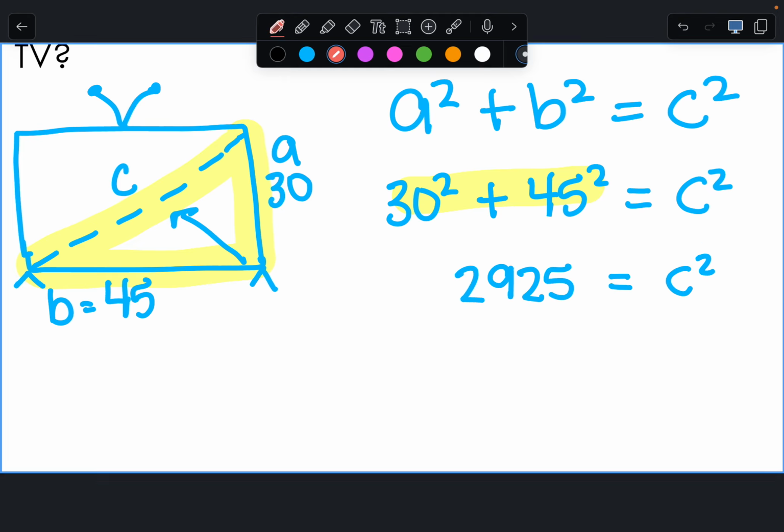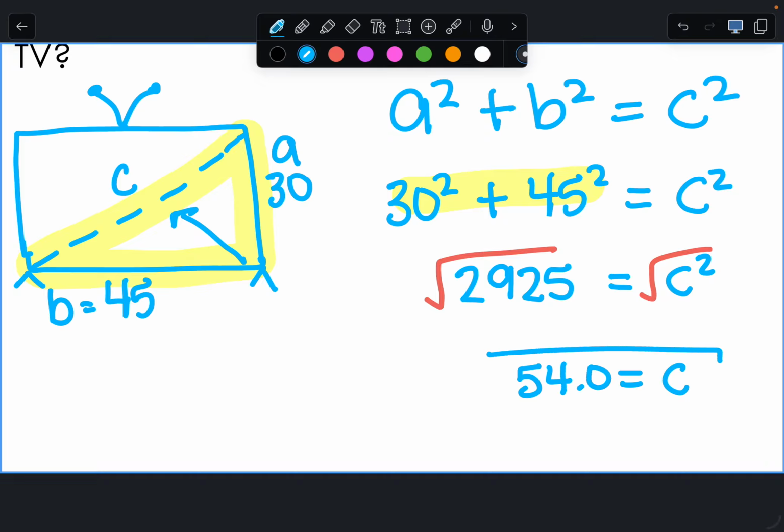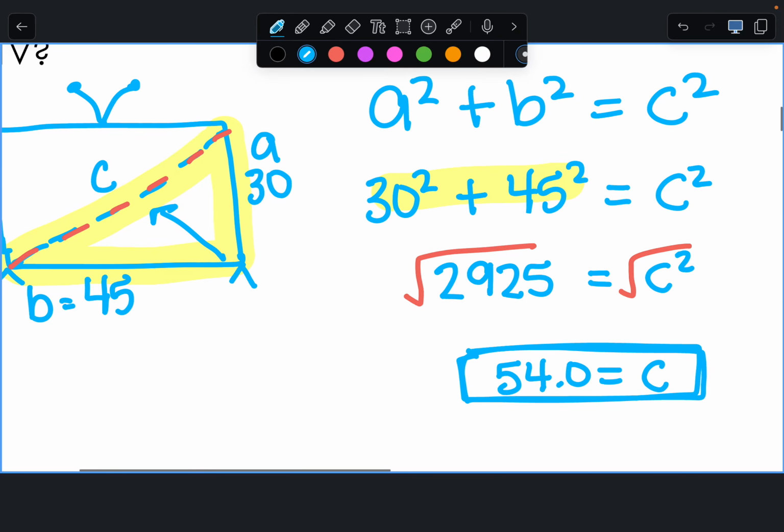Now remember, we're looking for side C. So what else do we need to do? Square root. If you're looking for the side, you need to square root. Side, square root. So the square root of 2925. So this is a what? 54-inch television. Fun fact, that's where the inches come from, the length of the diagonal. Okay? You got a 55-inch television, that's how long the diagonal is.